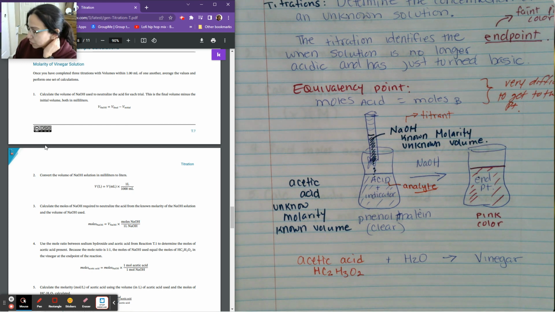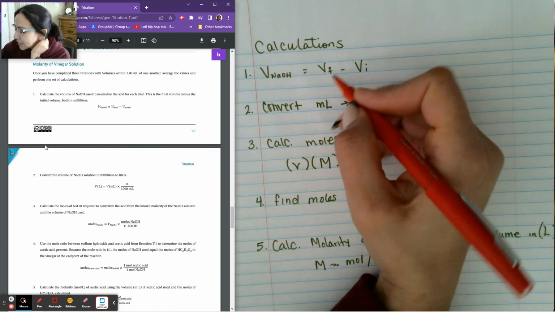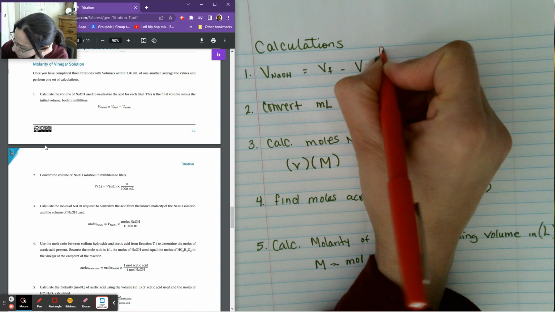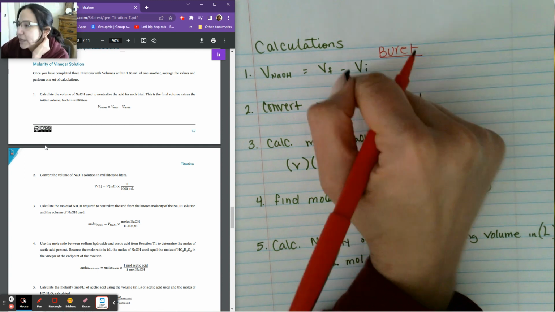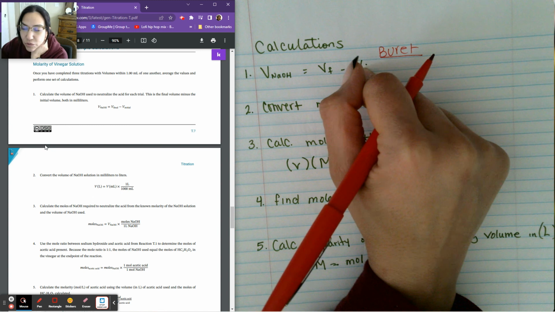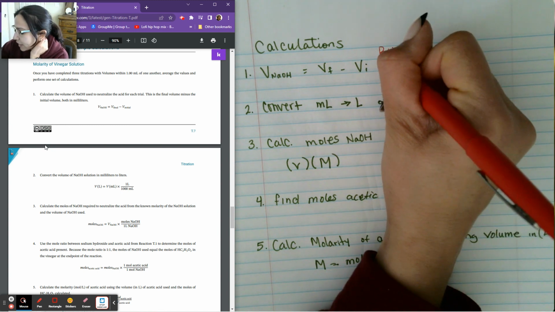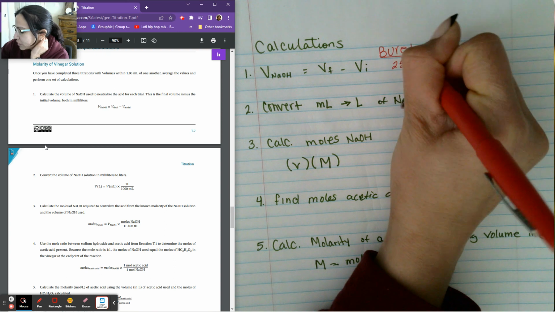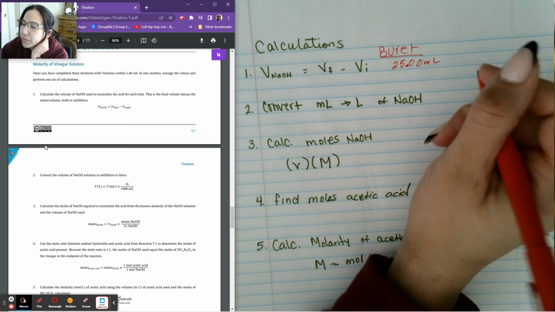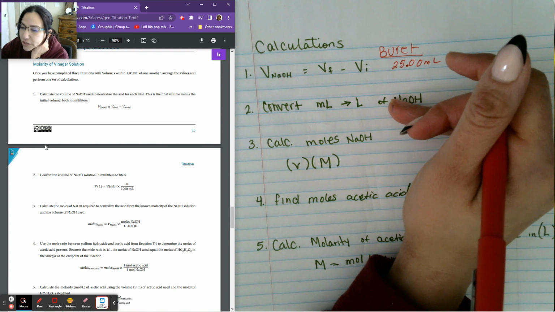So how much volume of sodium hydroxide was used? This comes from the burette, your readings from the burette. You're going to take the last reading minus the initial reading to figure out how much you actually used. I'm going to pretend that I used 25.00 milliliters.